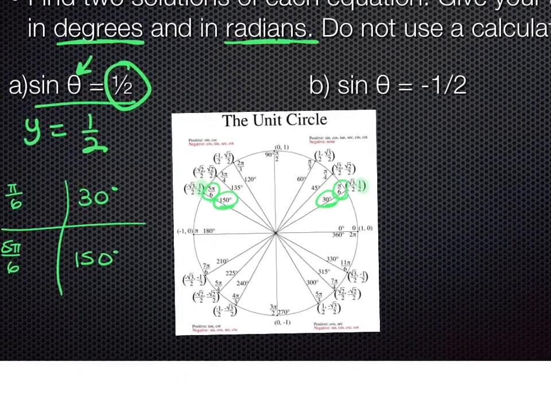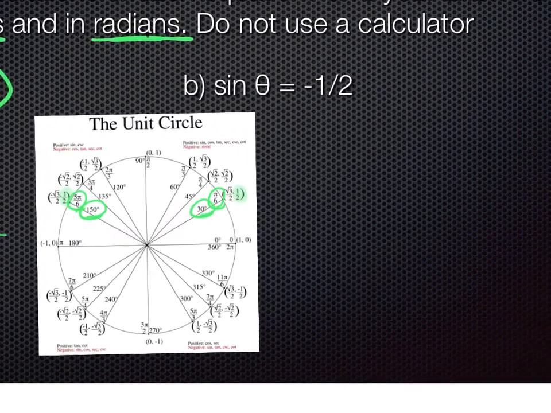Now look at B. B says the sine of theta is negative 1/2. So as I move around my unit circle, I'm looking for where y is negative 1/2, which happens here and here, again 2 places. My answer would be 7 pi over 6, which is also 210 degrees. And 11 pi over 6, which is also 330 degrees.